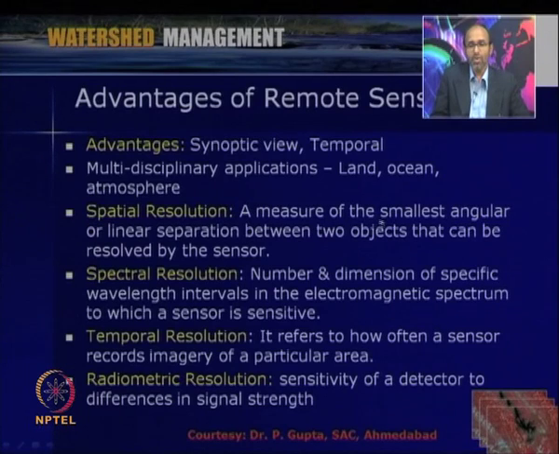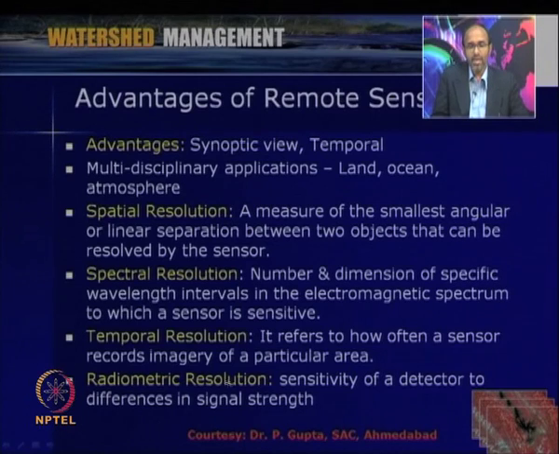Spatial resolution means a measure of the smallest angular or linear separation between two objects that can be resolved by the sensor. So, that way we consider the spatial resolution of the specific satellite which we use for remote sensing. And then spectral resolution means the number and dimension of specific wavelength intervals in the electromagnetic spectrum to which a sensor is sensitive. Temporal resolution refers to how often a sensor records imagery of a particular area. So, for the area which we are covering, after a few hours or few days or few weeks, how we are getting the data. That is the temporal resolution.